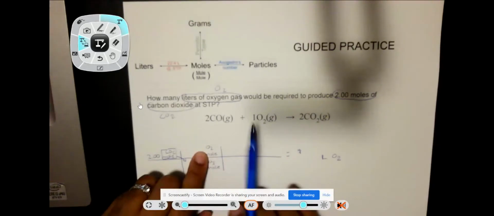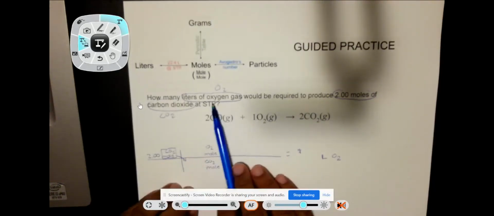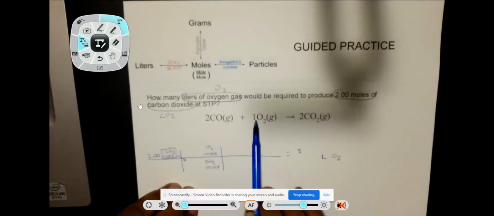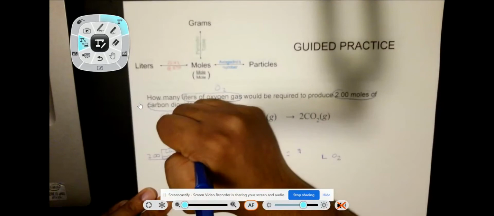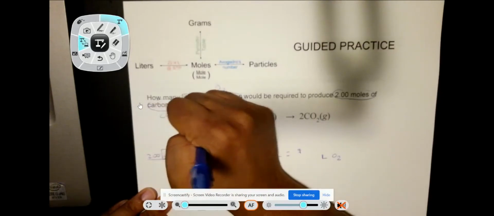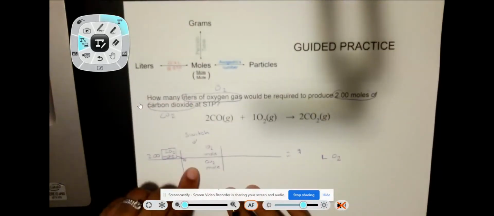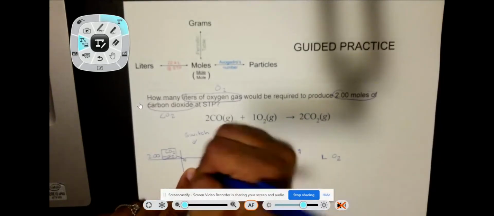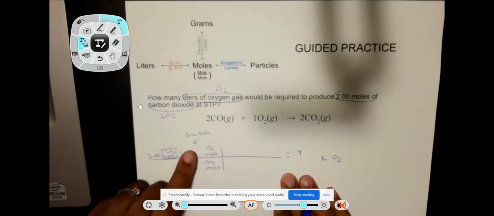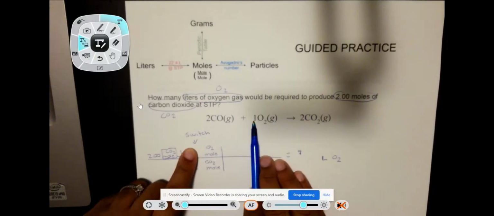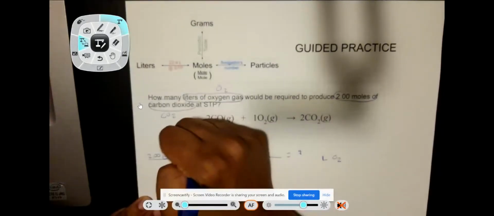Okay. And now we're going to say, to go from moles to moles, we use our balanced equation. We use the coefficients, and that's called the switch. So when you switch from one compound or element to another, you're going to use the coefficients. And so this is where we switch. I'm just going to write the switch so we know what we're talking about. CO2's coefficient is 2, so I'm going to put a 2 here. And then oxygen's coefficient is a 1. So I'm going to put a 1 here.